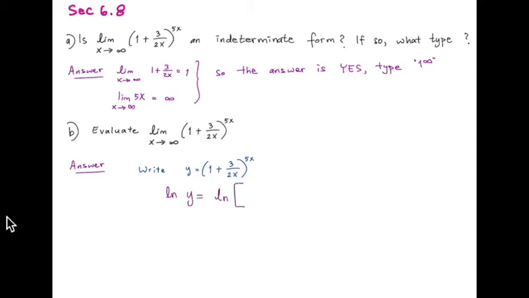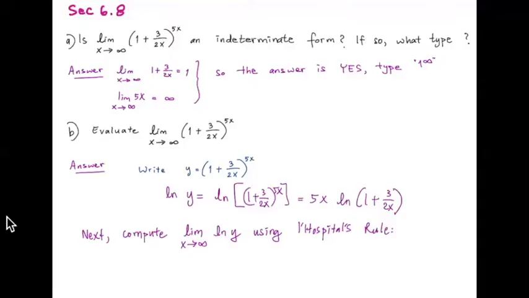So I have the natural log of the whole thing. And now I can bring the exponent down. So 5x times the natural log of 1 plus 3 over 2x. Next, I will compute the limit for the natural log of y using L'Hopital's rule.